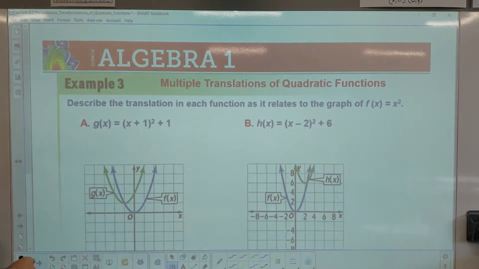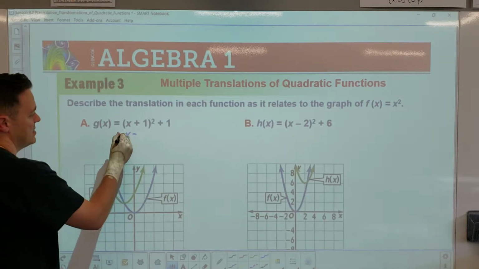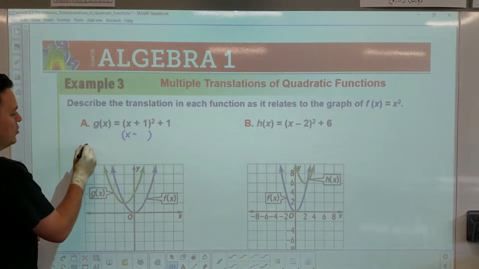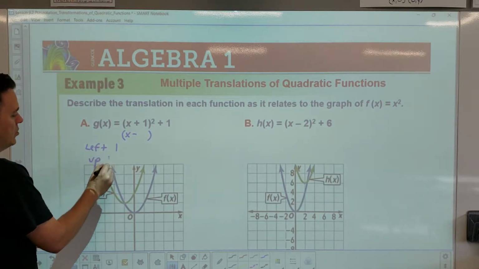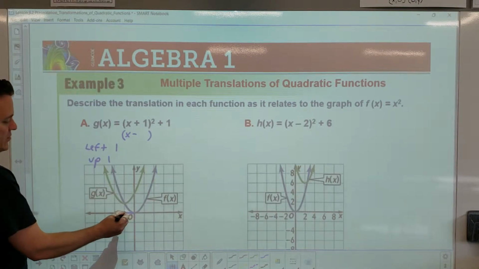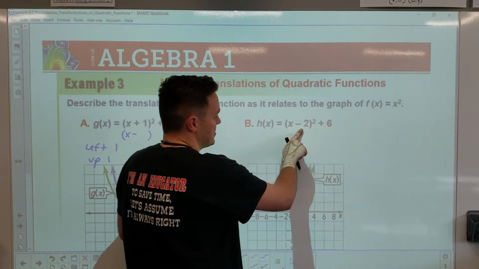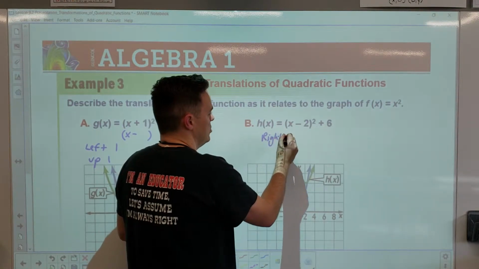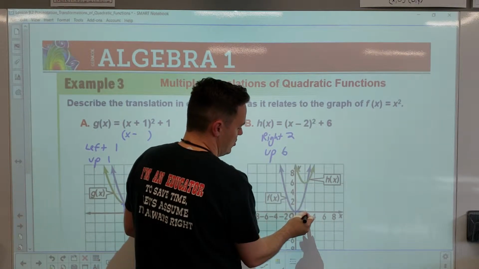And what this means is here is plus, so once again, this is supposed to be x minus, and it's not, it's a plus, so that means it's going to move left 1 and up 1. Okay, and you guys can see it goes left 1, up 1. This one right here, it's supposed to be x minus 2, and it is, so that means it's going right 2, up 6. So I'm going right 2, up 6.